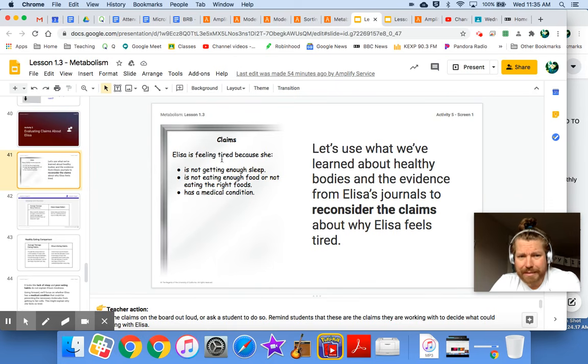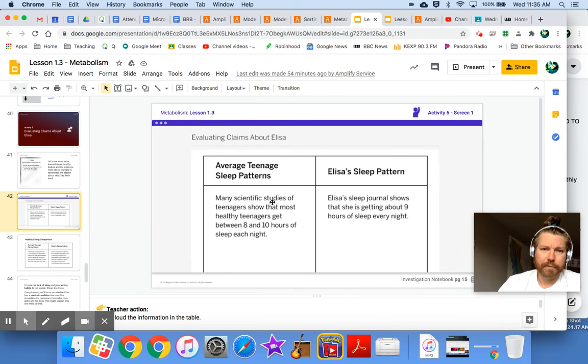Here we go. Elisa is feeling tired because she is not getting enough sleep. That's one idea. Another idea is she's not eating enough food or not eating the right foods. And another idea is that maybe she has a medical condition. So we're going to take a look at her journals and evaluate these claims. The first one, take a look at this.